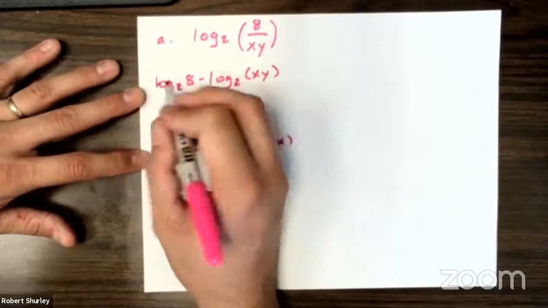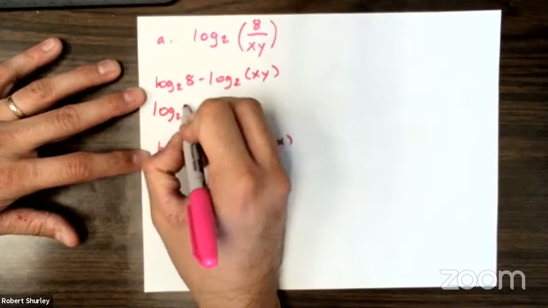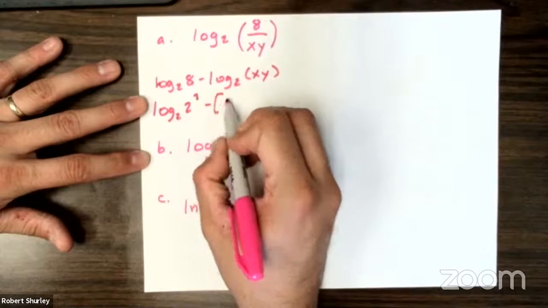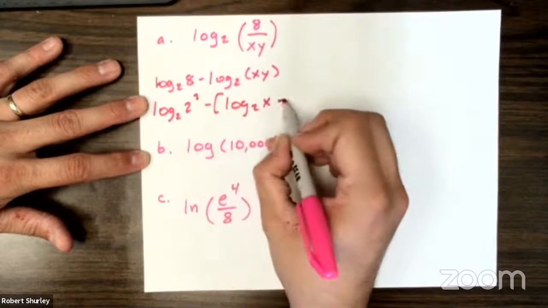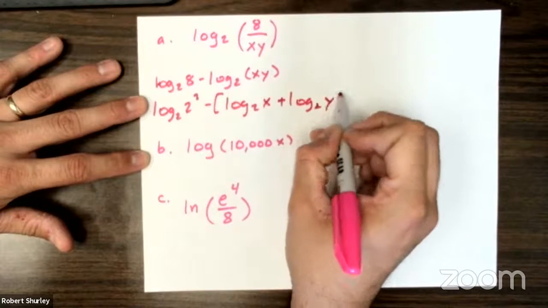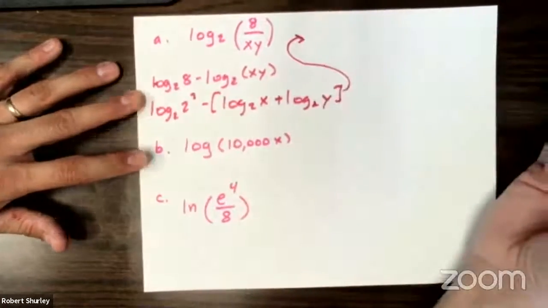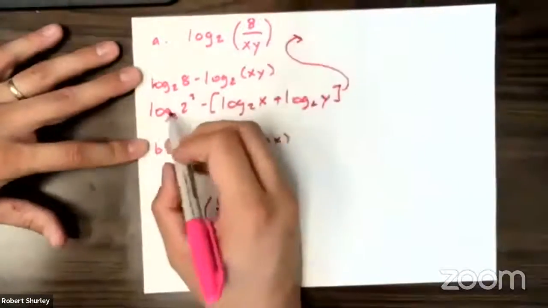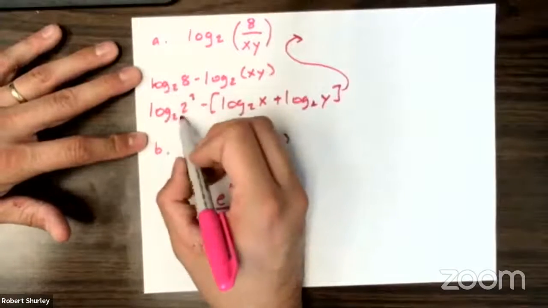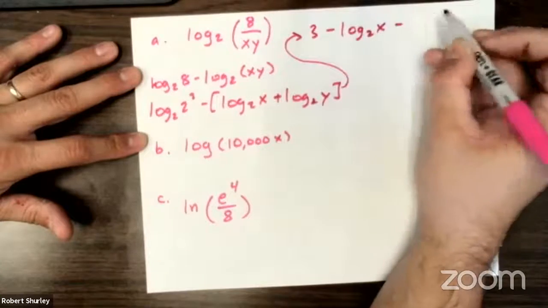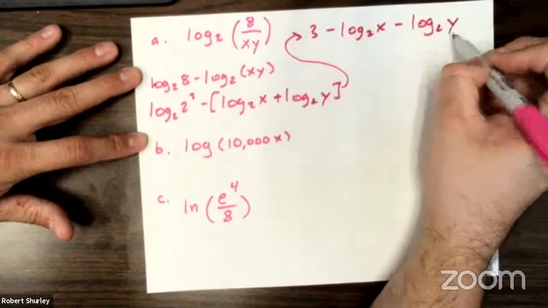But you're going to have to subtract both. So now log base 2 of 8, that's going to be 2 cubed. That'll be nice. That'll simplify. But it's going to be minus, and you have to subtract both. So log base 2 of x plus log base 2 of y. So both of these are going to become subtraction, I should put it that way. The first term, though, log base 2 of 8 becomes 3 minus log base 2 of x. And then it's going to be minus log base 2 of y.